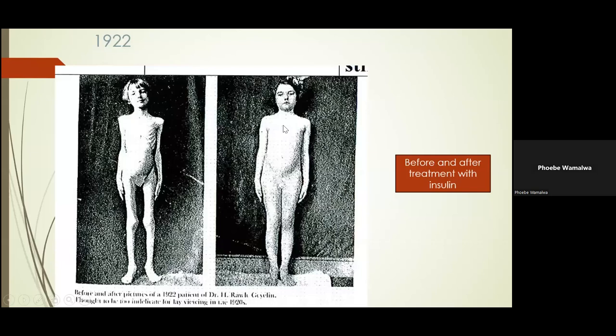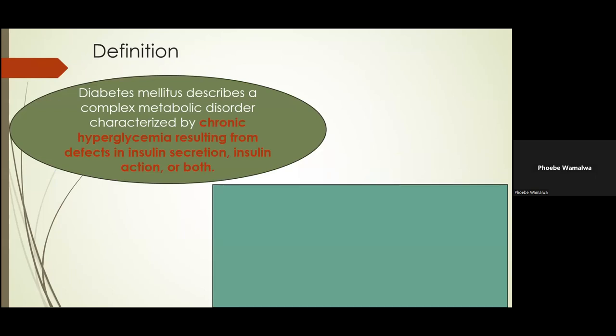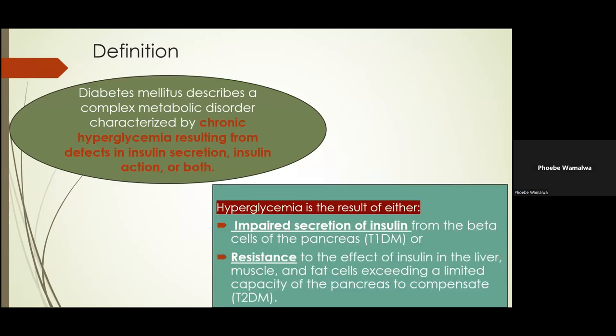So the definition of diabetes is well-known to a number of us, but I'll just go through it for the benefit of all of us. It describes a complex metabolic disorder that is characterized by chronic hyperglycemia. So mark the word chronic hyperglycemia. And this hyperglycemia results from either defects in insulin secretion or insulin action, or both. So basically, there could be impairment of secretion of insulin from the beta cells of the pancreas, giving you type 1 diabetes, or there could be resistance to the effect of insulin in the liver, muscle, and fat cells, giving you type 2 diabetes. But as we shall see much later, type 2 diabetes may actually present because of resistance and also secretory defect.